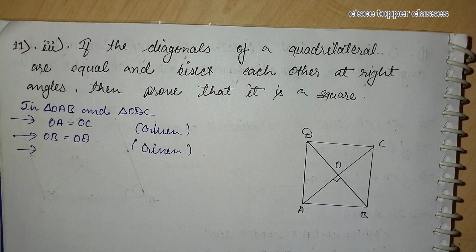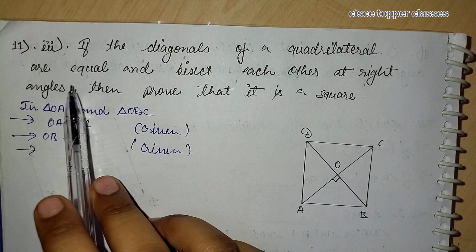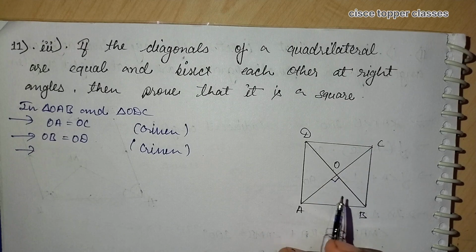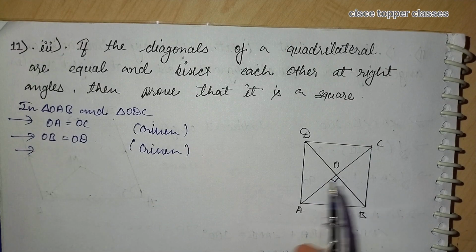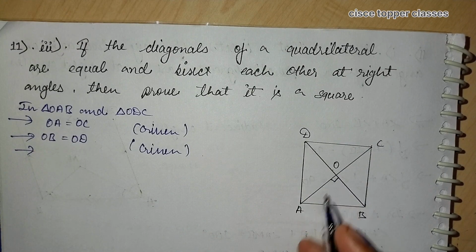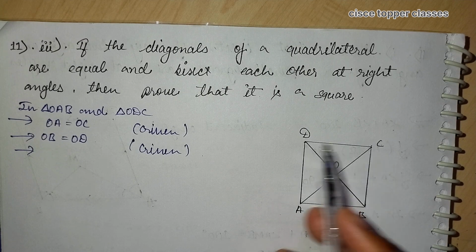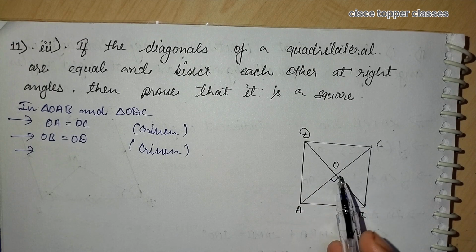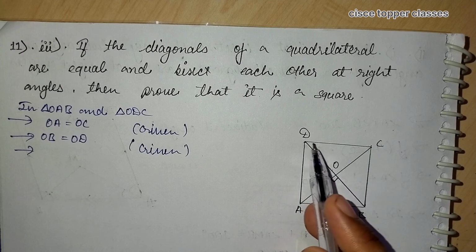Let us solve 11th third part. If the diagonals of a quadrilateral are equal and bisect each other at right angles, then prove that it is a square. So, to prove that it is a square, we will take the triangles AOB and OCD. As it is given that the diagonals bisect each other at right angles, OA is equal to OC and OD is equal to OB.